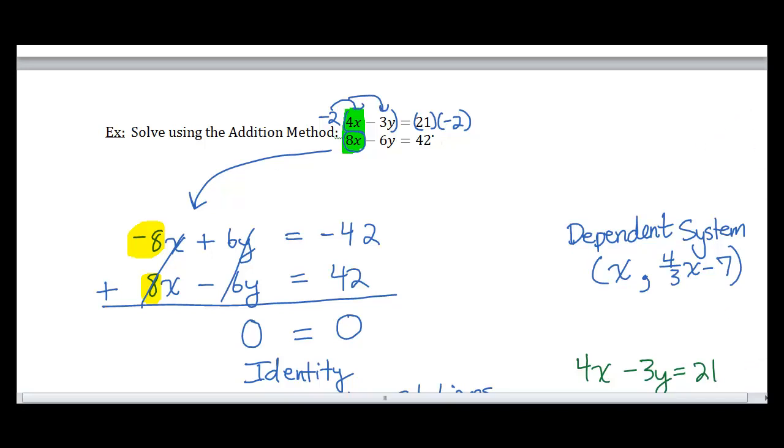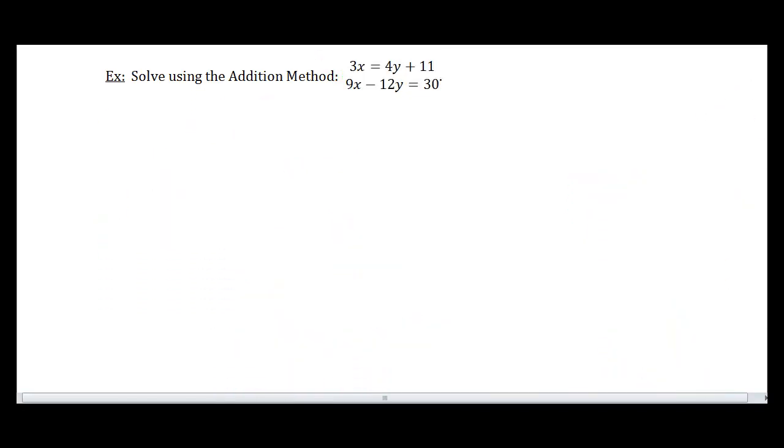All right, let's look at another example. 3x equals 4y plus 11. 9x minus 12y equals 30. Now, if you look at this system here, it looks a little weird because it's not set up exactly like we want it. We want our stuff to actually line up so we can see our opposite coefficients and so that we can combine like terms pretty easily. So what I'm going to do here, instead of having this 4y on this side, I'm going to subtract 4y from both sides, and this equation is going to end up being 3x minus 4y equals 11. All right, and my second equation is going to stay the same.